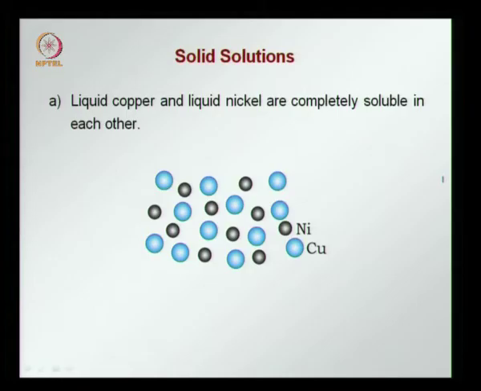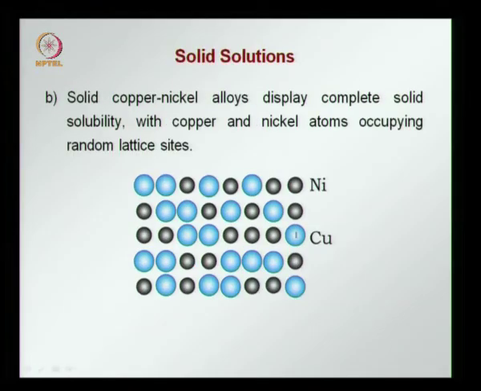Now, let us look at when different phases are formed, and for this we have to understand what solid solutions are. Just like we have solutions in the liquid form, we can have solutions in the solid form. When we have a melt of copper and nickel, liquid copper and liquid nickel are completely soluble in each other. So, you have a mix of nickel and copper atoms in the melt. When the melt temperature is decreased, we start solidification and a solid copper nickel alloy is formed.